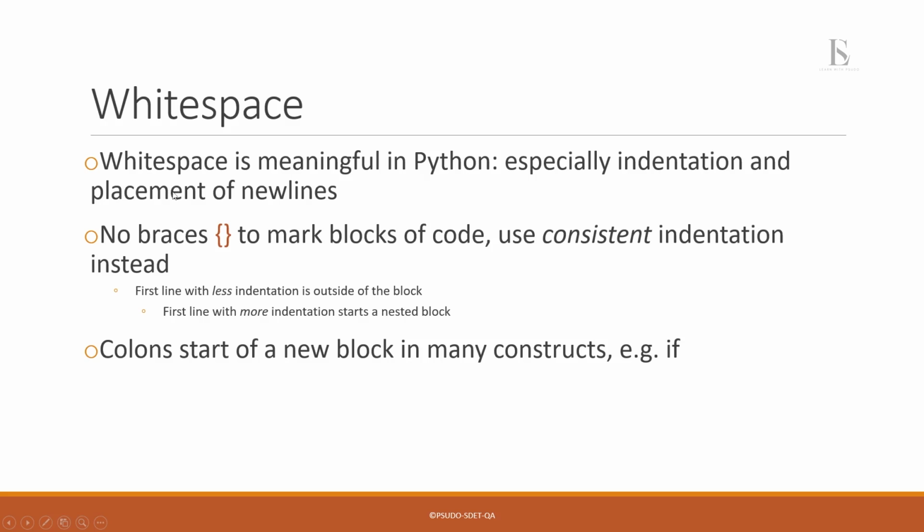Moving on, white spaces. White space is nothing but the indentation that we talked about. So indentation is especially used to define block structures. There are no open and closed brackets for it. We just have to indent our code. So if you see here, the first line with less indentation is outside the block. The first line with more indentation means that it's the start of a nested block. Now a colon starts a new block in any construct. So this means we have an if statement, right? After every if we give a colon, so that is to define that this is a new block.